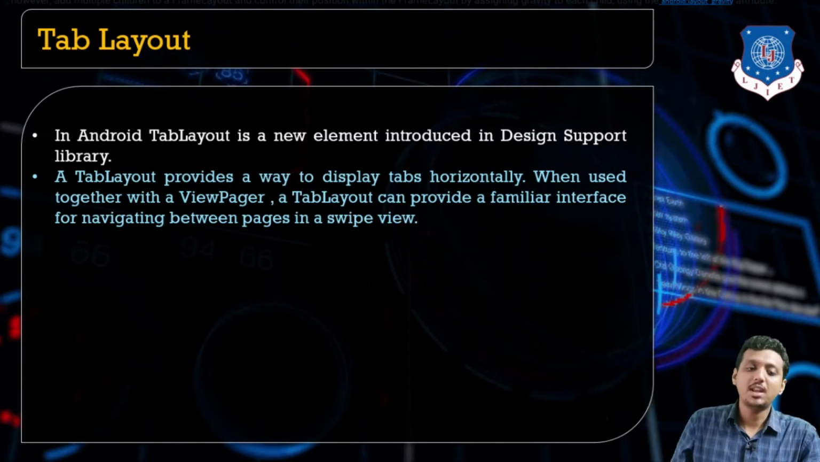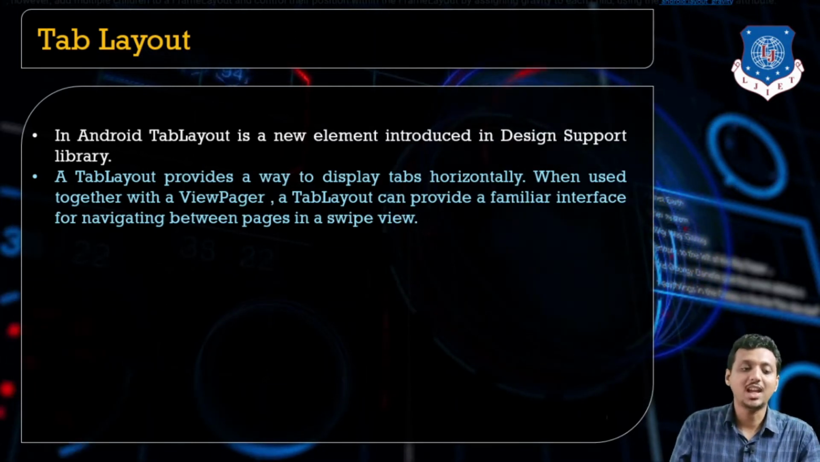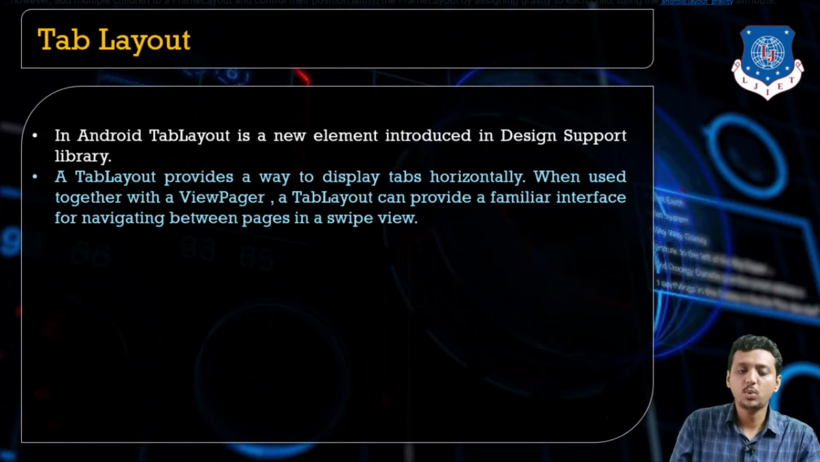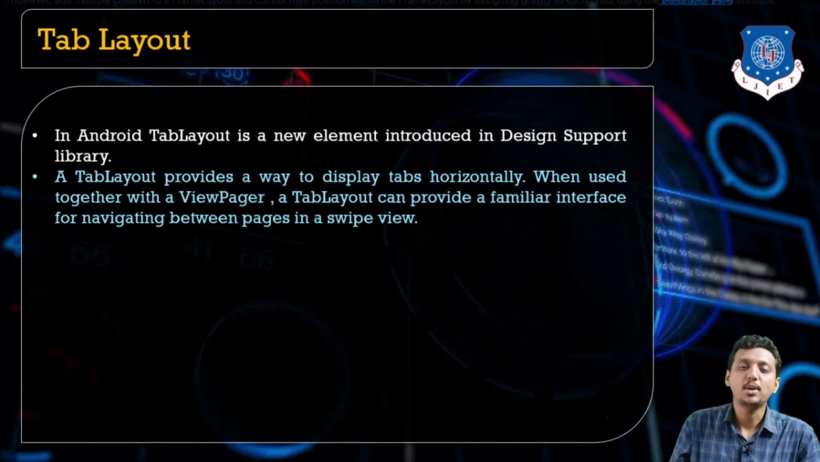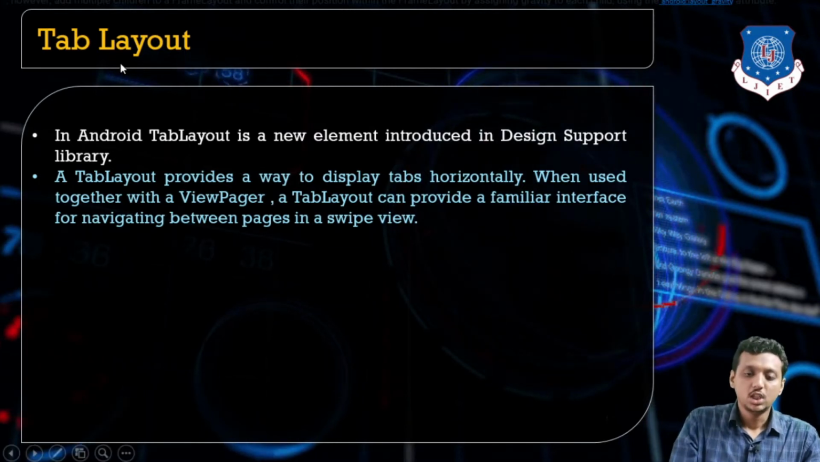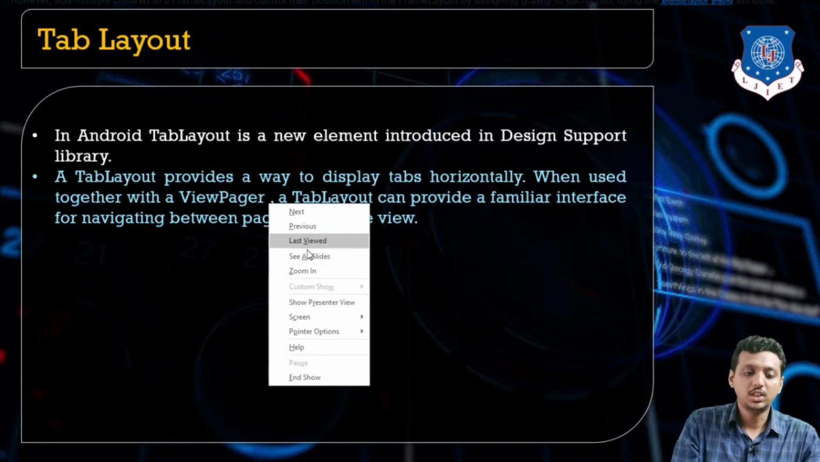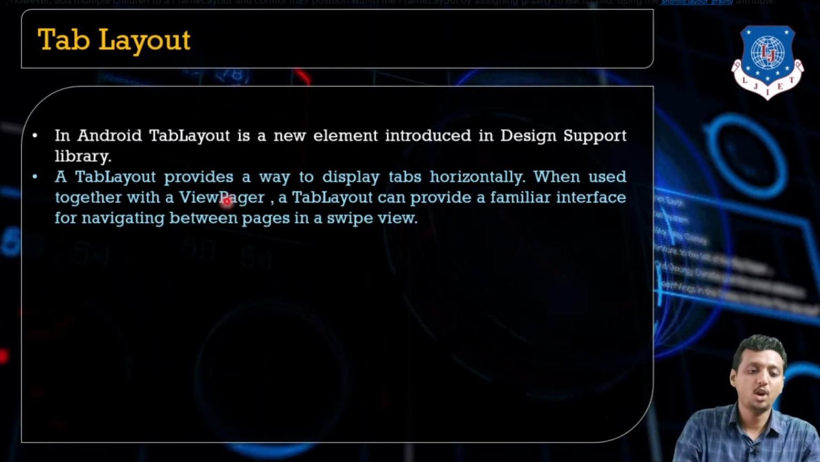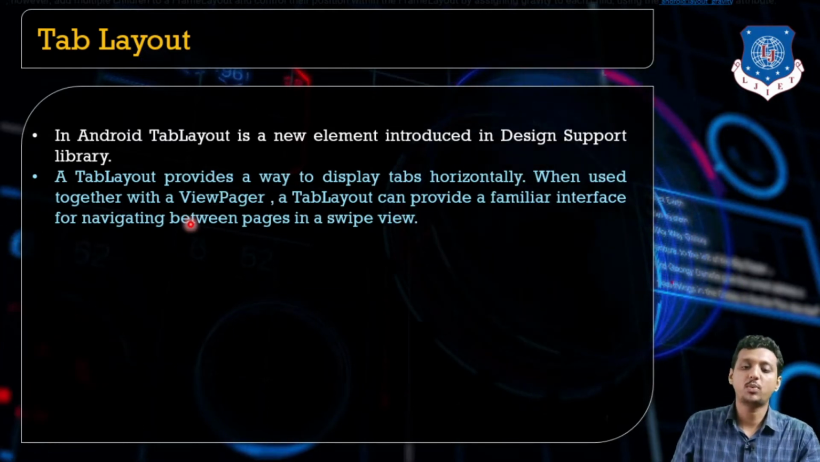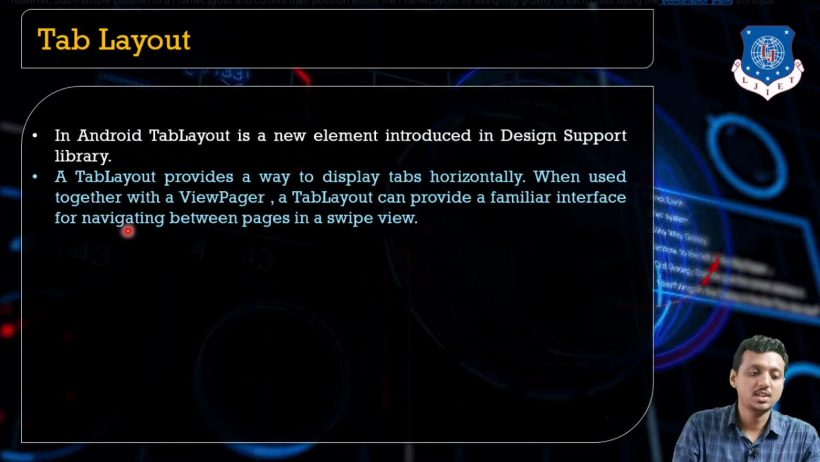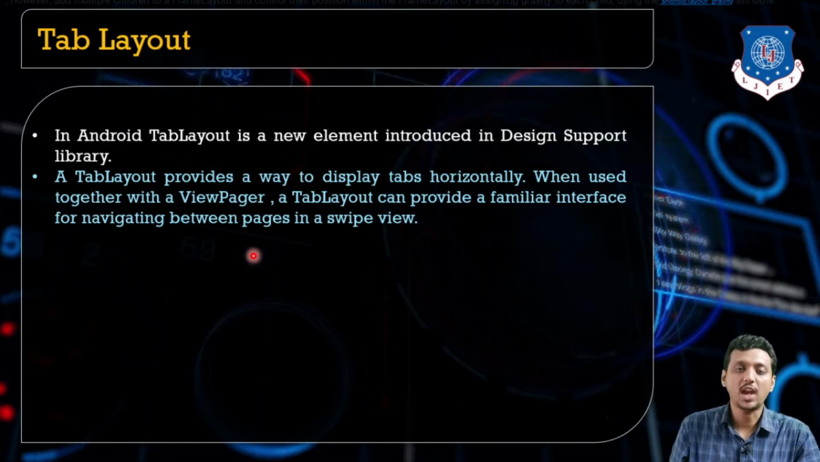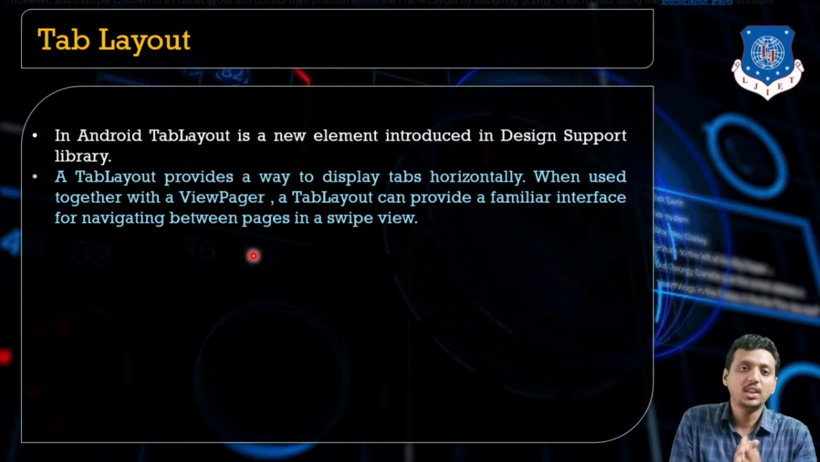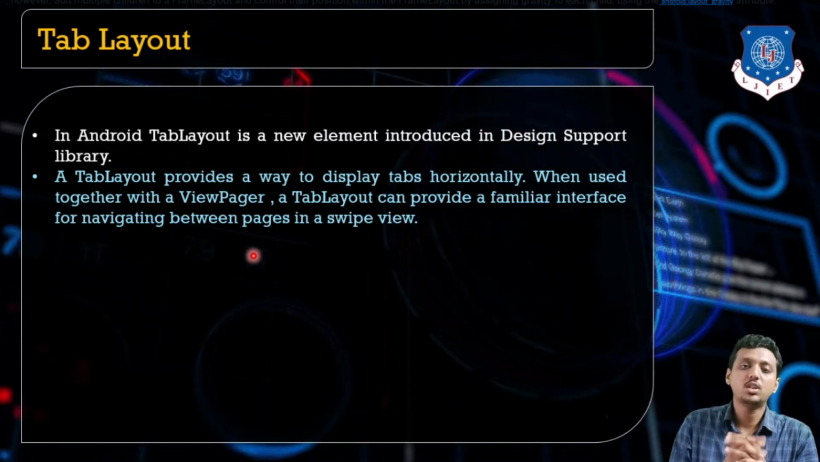Now, this tab layout is a new element introduced in the design support library of Android. The tab layout provides a way to display tabs horizontally. When it is used together with a view pager, students, whenever we implement the tab layout with the help of the view pager, then the tab layout can provide the familiar interface for navigating between the pages in swipe views. So there are two different things: the first is the tab layout, the second is the view pager.